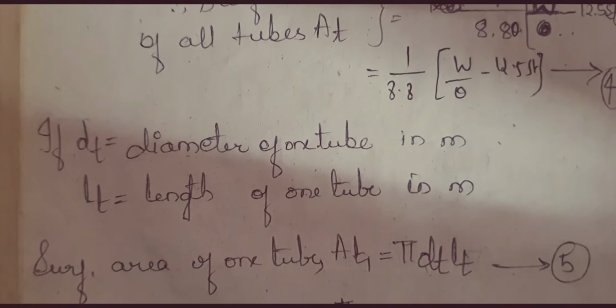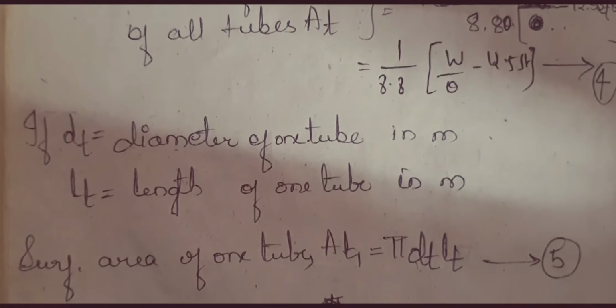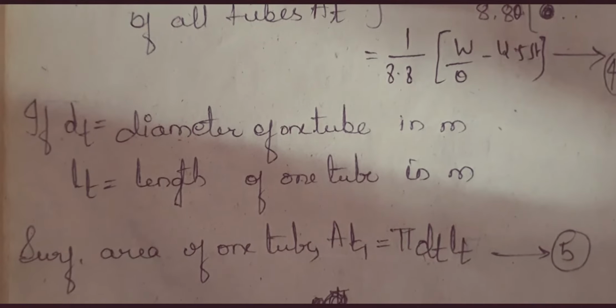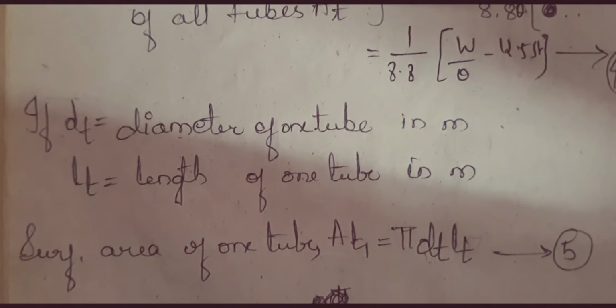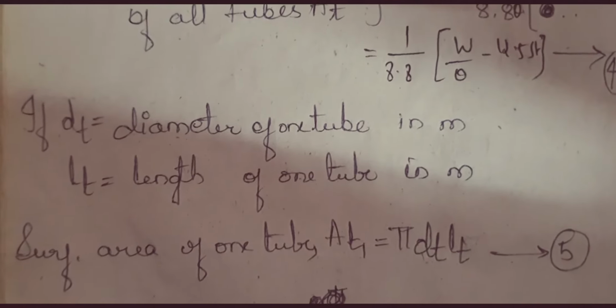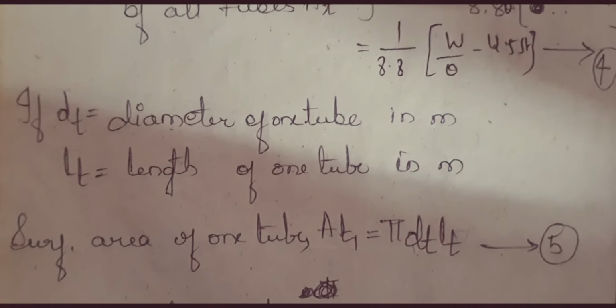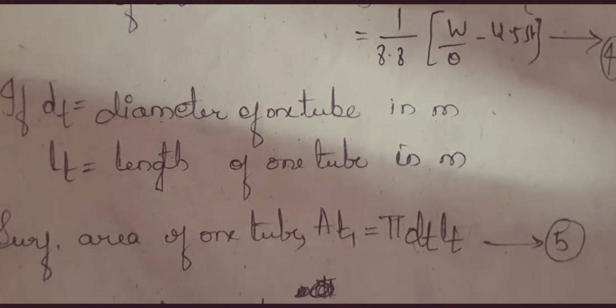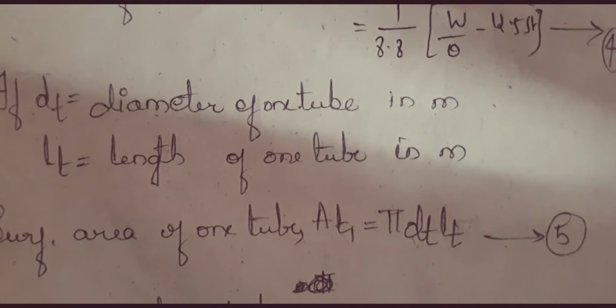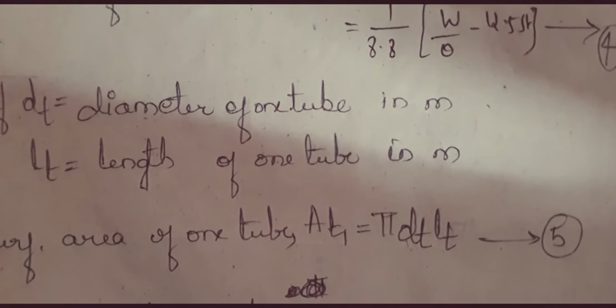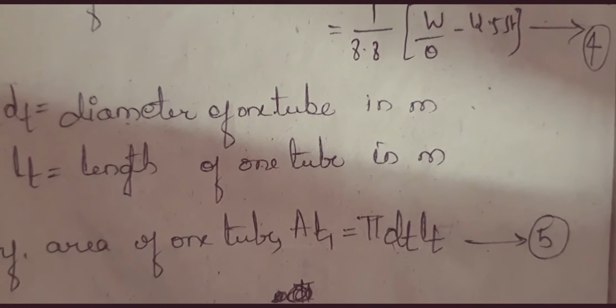As I have already told you, dt is nothing but the diameter of the cooling tube in meters and lt is the length of the cooling tube in meters. Therefore, the surface area of one cooling tube can be given as AT1 is equal to pi dt into LT. Call this equation number 5.